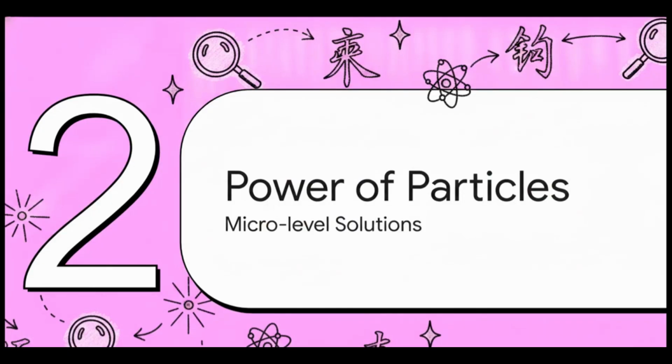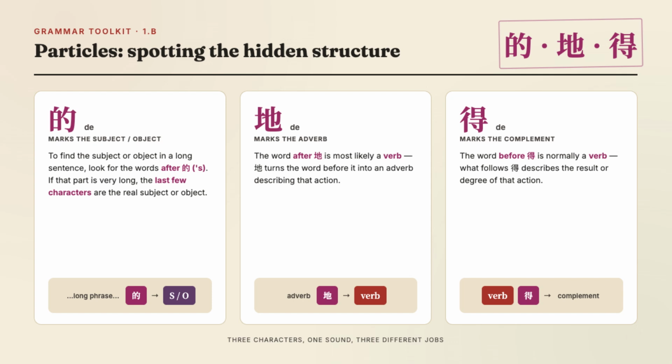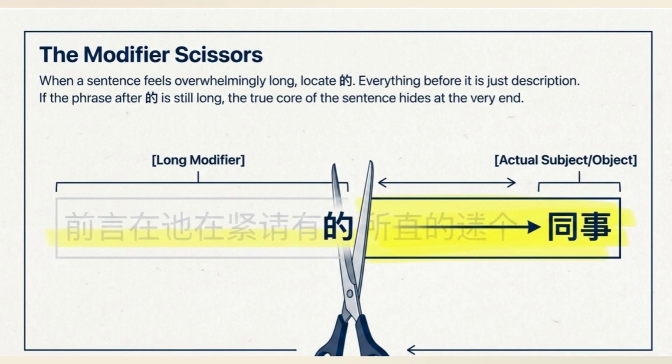Moving right along to part 2, the power of grammar particles. Now you're probably wondering, how do I actually find those subjects and verbs in a giant sea of characters? Tiny grammar particles. That's how. These act like literal neon highlighters on the page. Take the particle de. If you see a really long, complicated phrase followed by de, whatever comes immediately after it is usually your core subject or object. It's basically a stop sign for a long modifier.